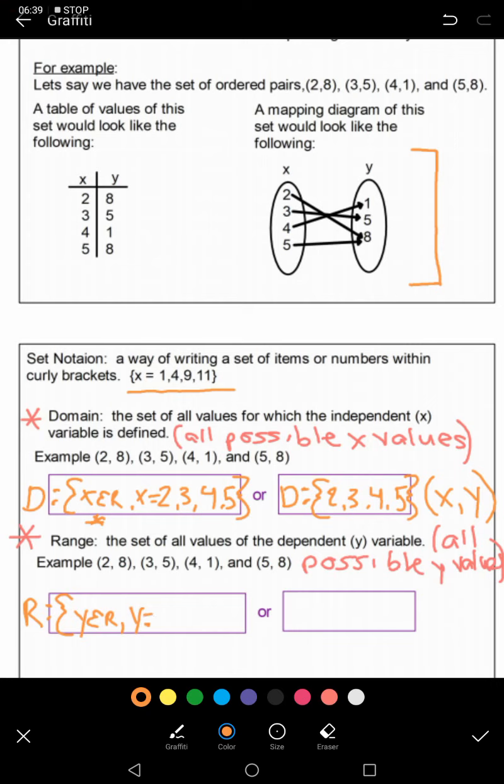In this case, I'm just going to write them in order. So it'll be 1, 5, and 8. And we only have 3. We're not going to write 8 twice because we already have 8 in there. There's no point in writing it twice. I just got those from these y values here. And then the simpler version of that: R colon, set notation. Those brackets are important. {1, 5, 8}, and close your curly brackets.